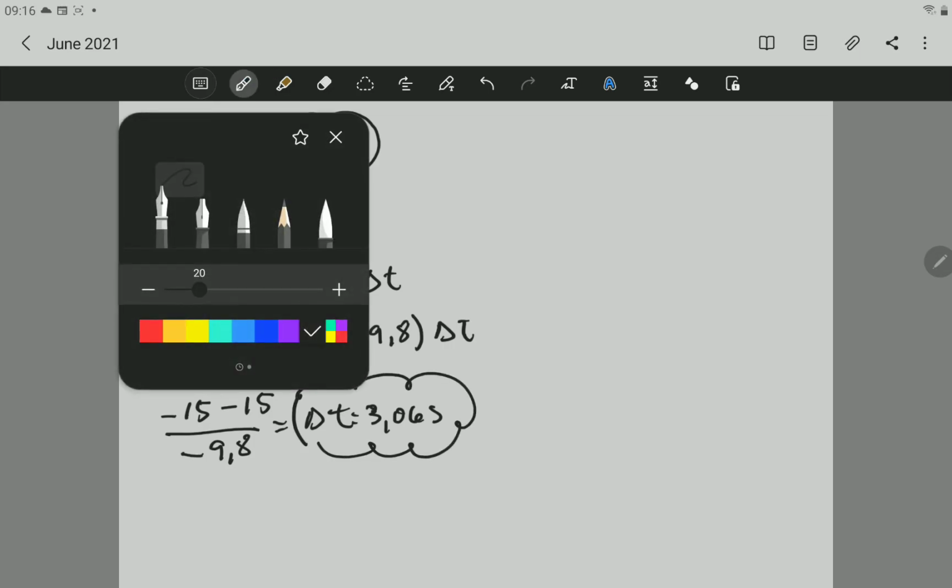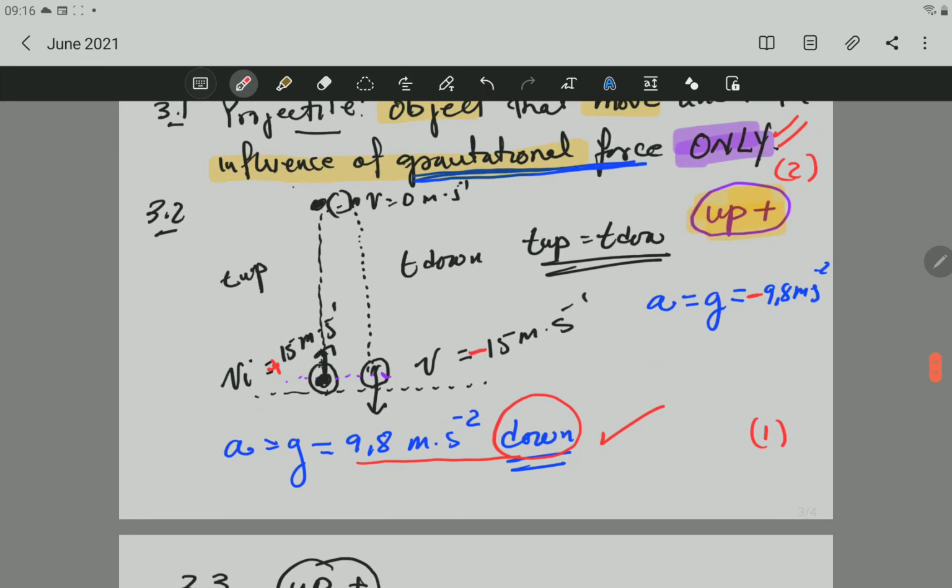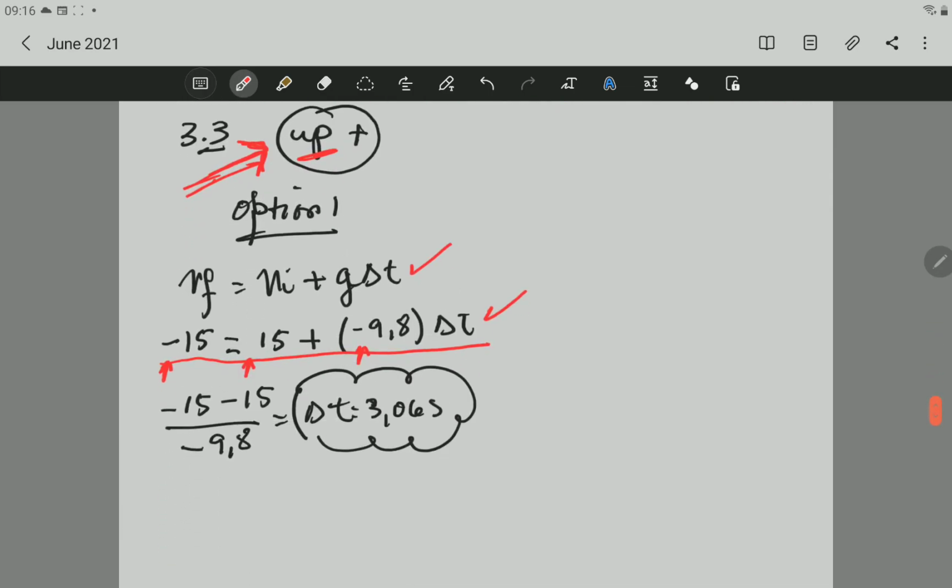Now, if you use this option, the mark allocation will be 1 for the formula, 1 for the substitution. If you perhaps said down is positive, then obviously this one will be positive, this one will be negative, and this one will be positive, okay? But we are going to continue with our way. All this one carries 1 mark. Note, if you make a mistake with any of the signs, you lose the mark. So please do not make mistakes with the sign. That's why I recommend always starting by writing that one, and then coming back to the drawing and writing all the data with its sign. Okay, so this is one option.